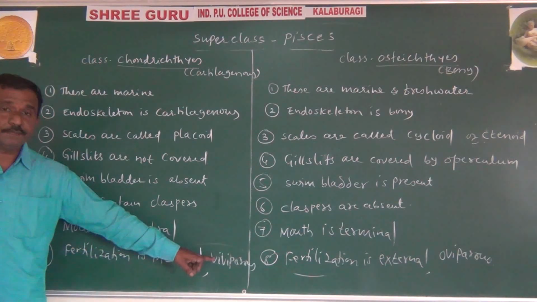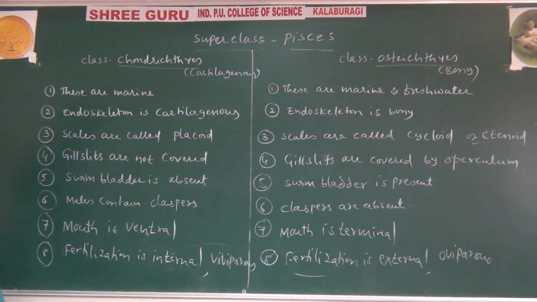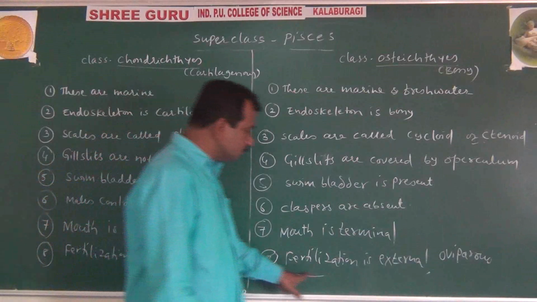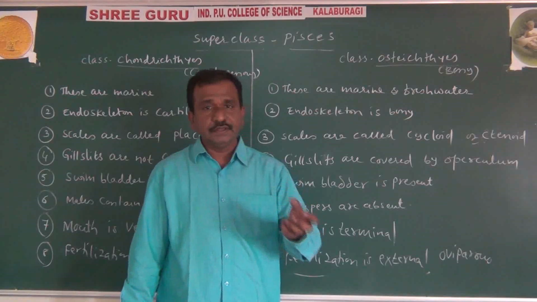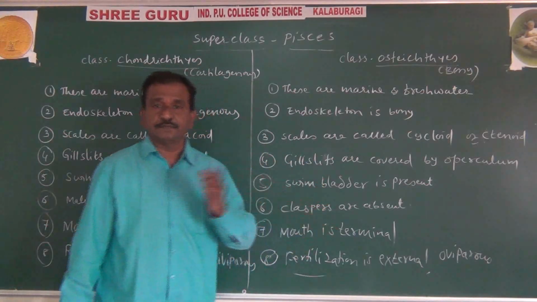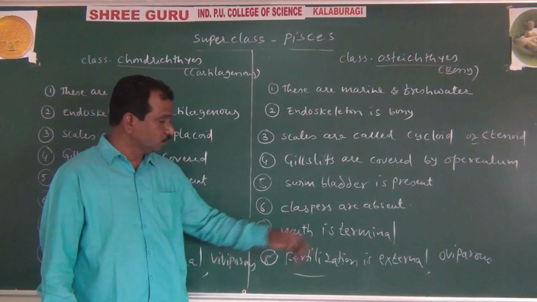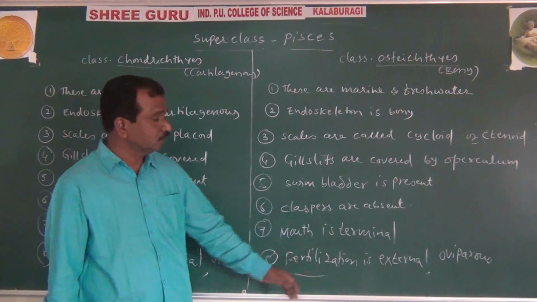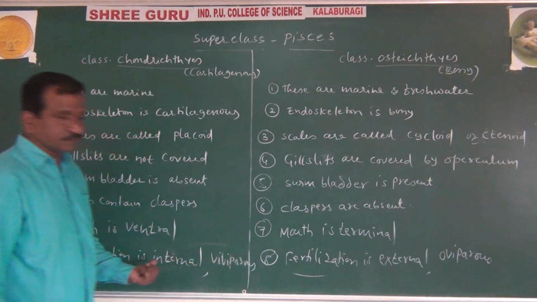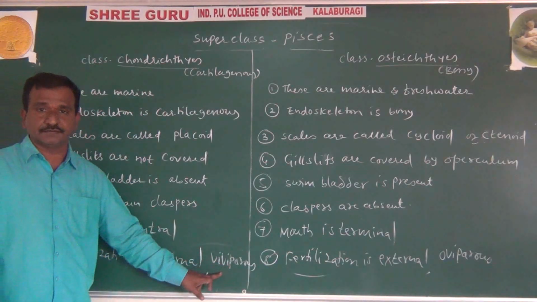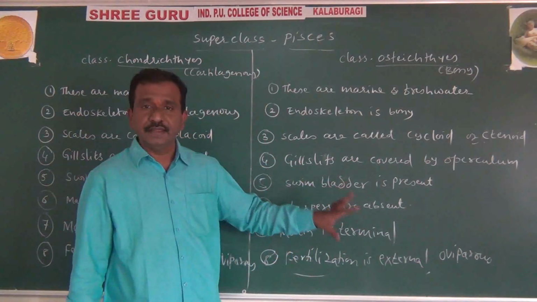Viviparous means cartilaginous fishes usually give birth to young ones. This is what we call viviparous. In bony fishes, fertilization is external. External fertilization is where they normally leave the eggs and sperm outside, in the water bodies, and fertilization takes place outside the body. That is what we call external. Oviparous means egg laying. Viviparous means giving birth to young ones. Oviparous means they are normally laying the eggs.